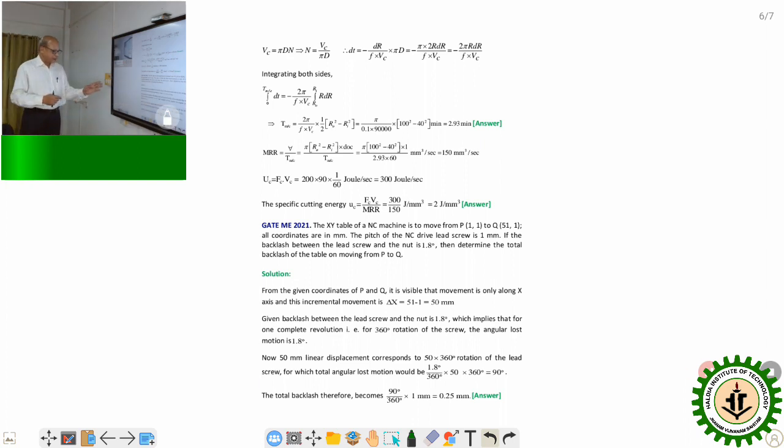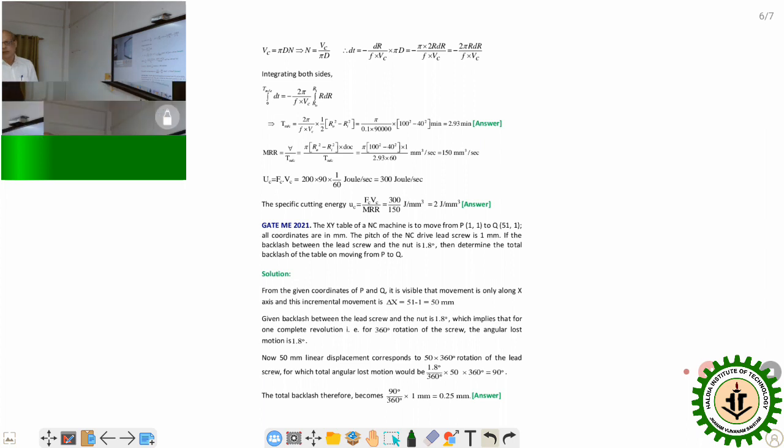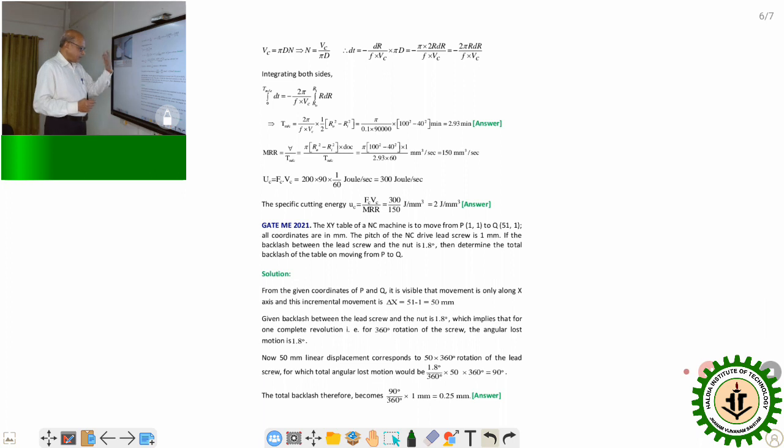So for one complete revolution, that is 360 rotation, the lost motion is 1.8 degree. So when it is 90 degree total lost motion due to linear movement of 50 millimeter, what will be the total backlash? So 90 divided by 360 into 1 millimeter, that is 0.25 millimeter. So this is one of its rare kind. For this, you ought to remember or to consider the sources of the lost motion and what is the wind up error and total lost motion.